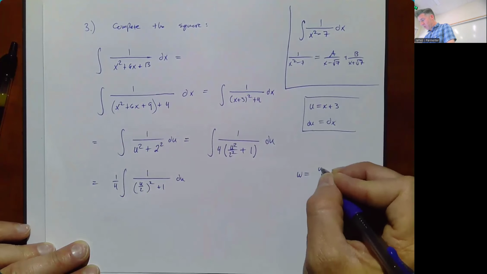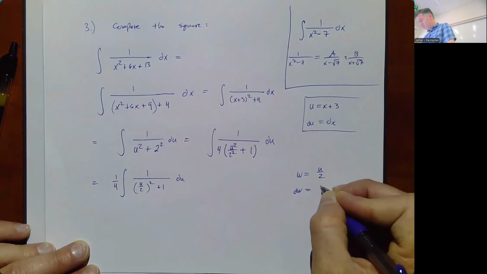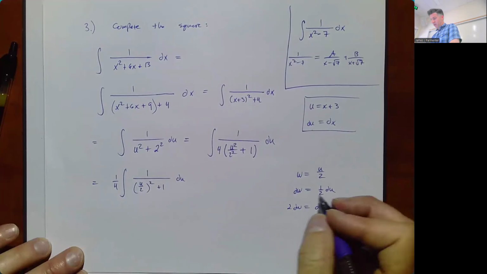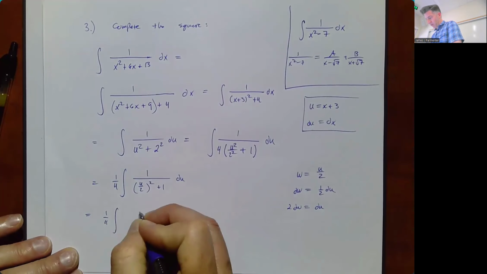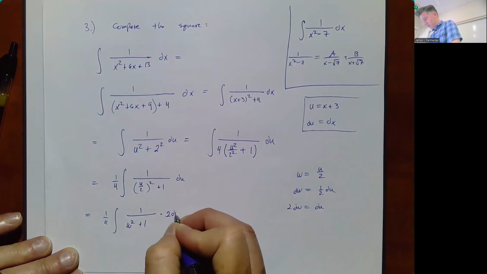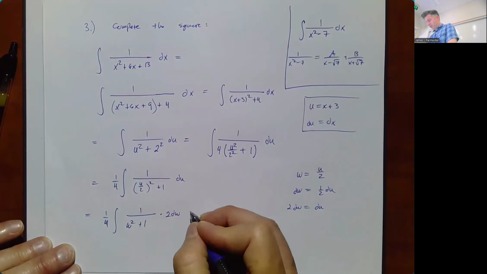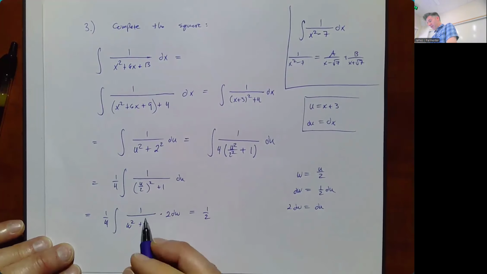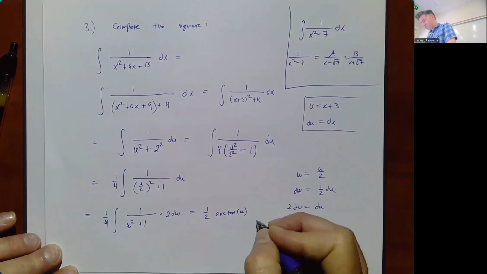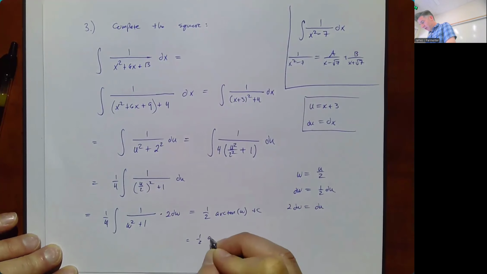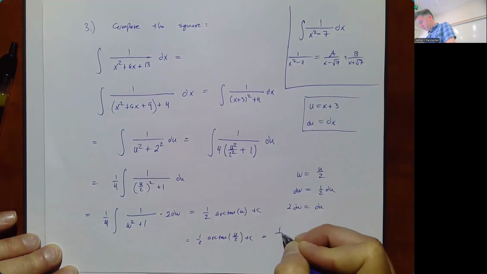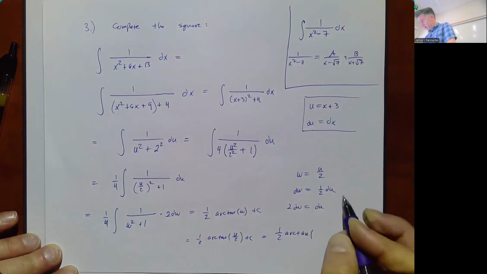We'd let w equal u over 2. dw is 1/2 du, so 2 dw is equal to du. And we rewrite this as 1/4 the integral of 1 over w squared plus 1 times 2 dw. So then we get 2 times 1/4. And finally, the integral of 1 over w squared plus 1 is the arctangent of w, which is then the arctangent of u over 2, which is then 1/2 the arctangent of (x plus 3) over 2.